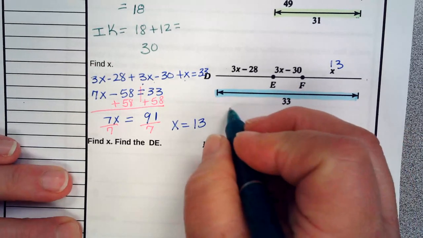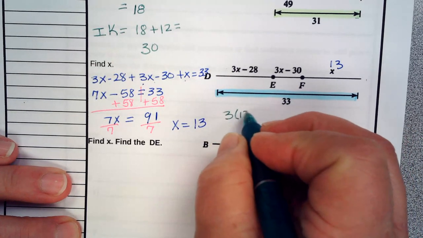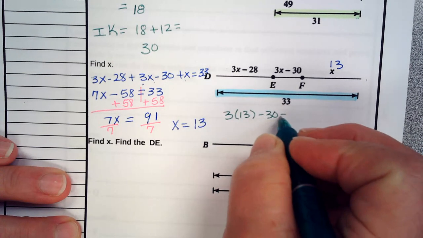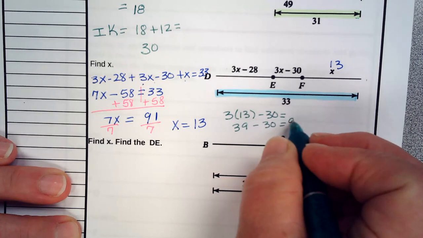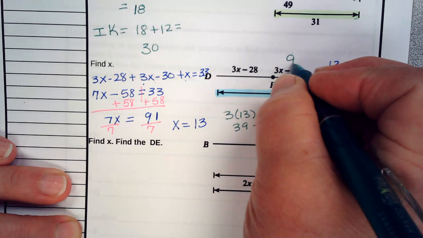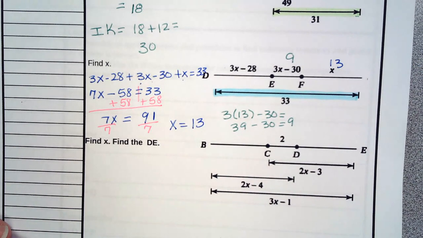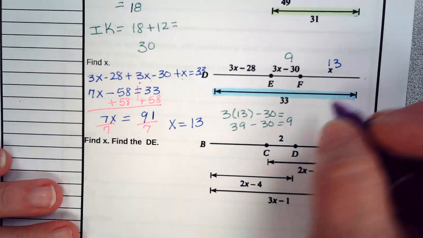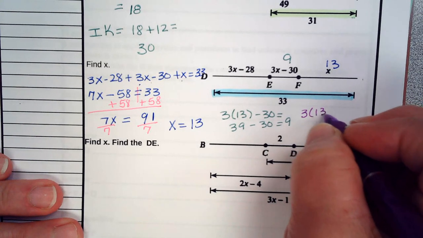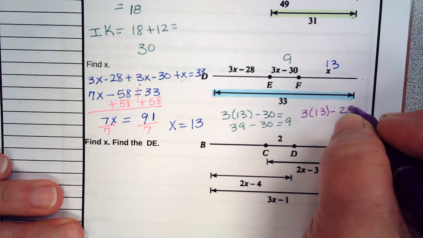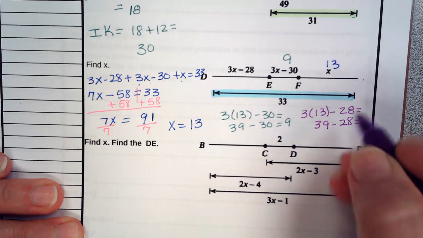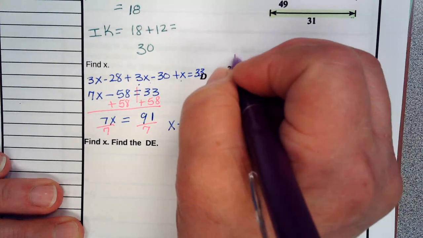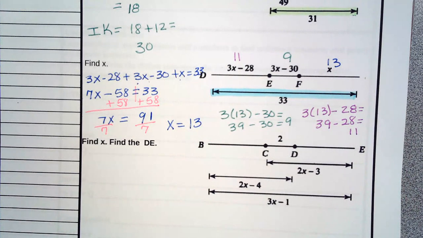Okay, 3x minus 30. 3 times 13 minus 30. That would be 39 minus 30, which would give me 9. For the last one, 3 times 13 minus 28. 39 minus 28. That would be 11. So I have now figured out all those missing lengths.